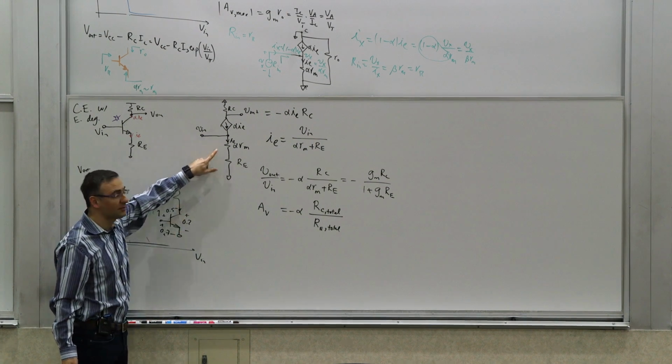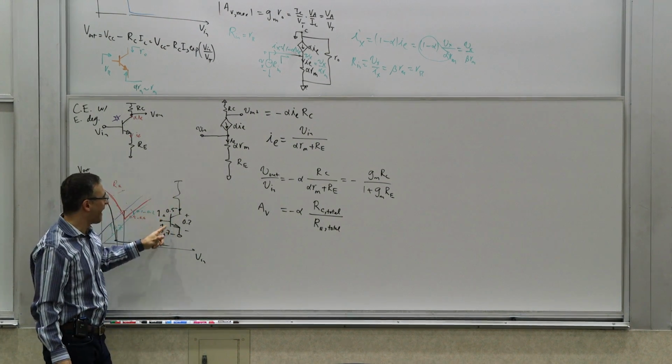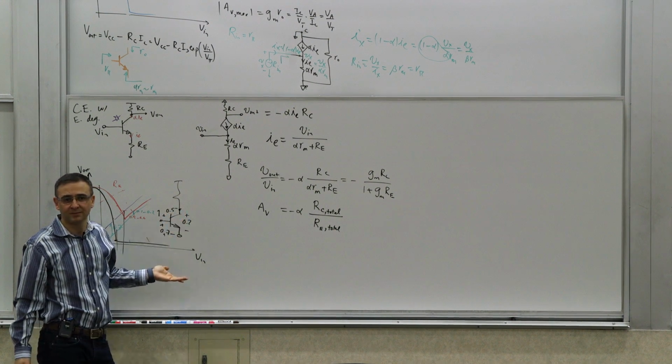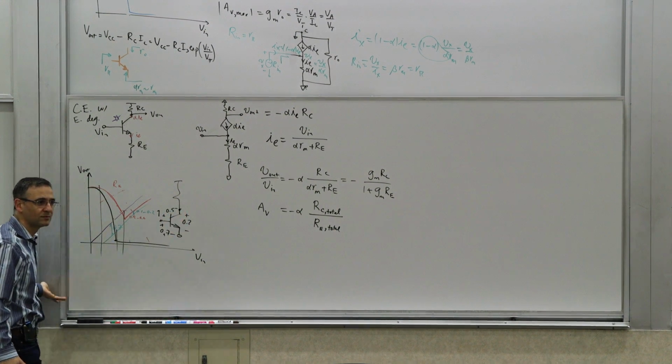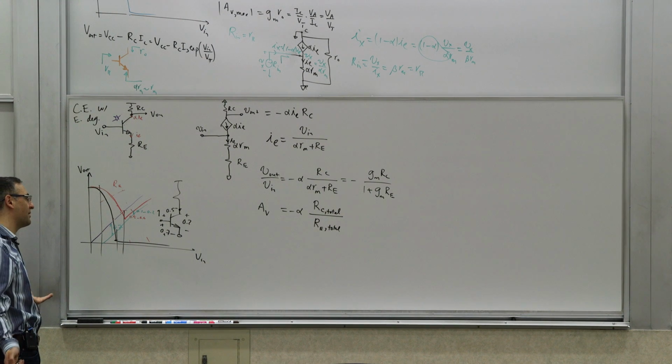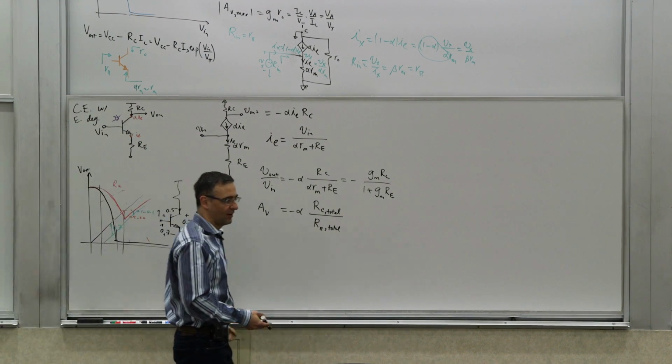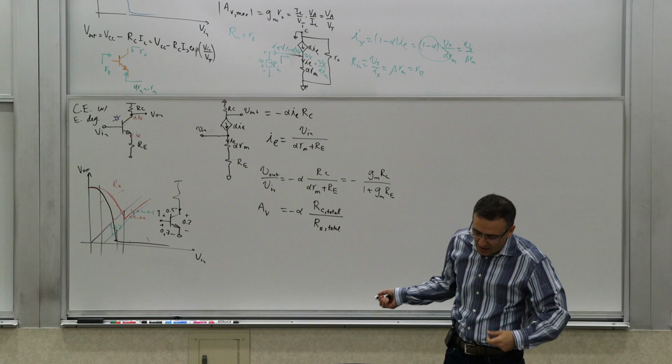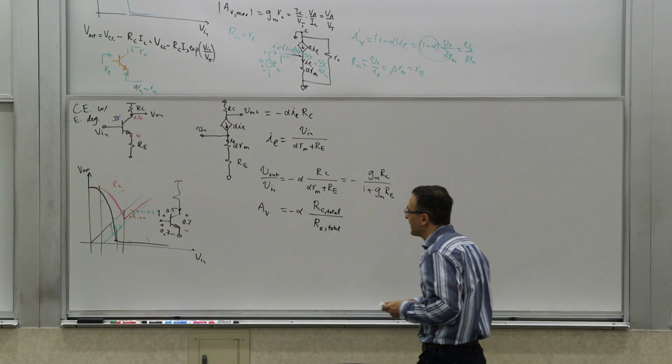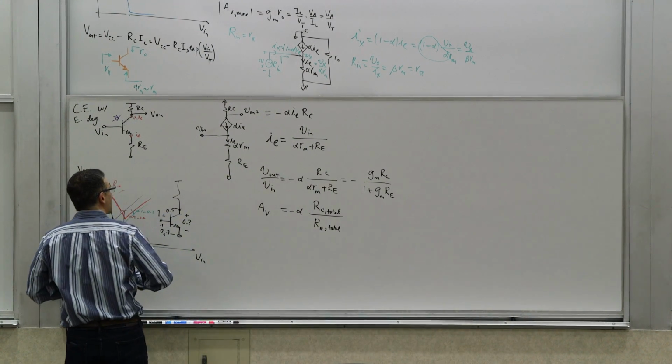Right? Think about the T model, alpha Rm. So it's Rc over Rm. So this is generally true. Sometimes we write it as gm Rc, but you can even write it as Rc over Rm. So the other question is, how about the input and output resistances of this thing?